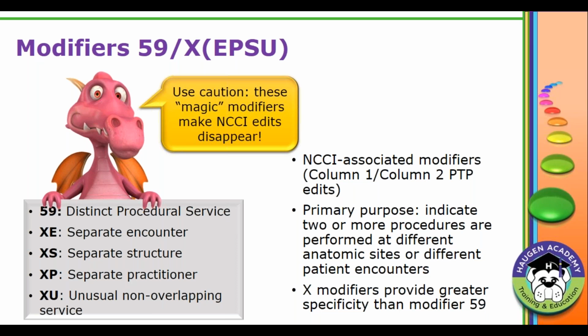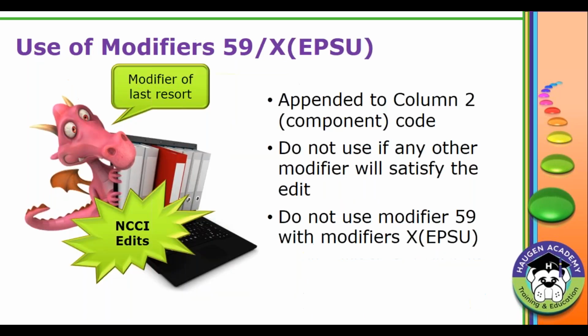So we have these modifiers that are NCCI associated. They were specifically developed to satisfy CCI edits. So if you don't have a CCI edit, you've got no reason to add a modifier 59 onto a code unless the CPT book tells you to do that for some reason. Their primary purpose is to indicate two or more procedures are performed at different sites or different patient encounters. And once again, the X modifiers provide better specificity than modifier 59. So this is the modifier of last resort.